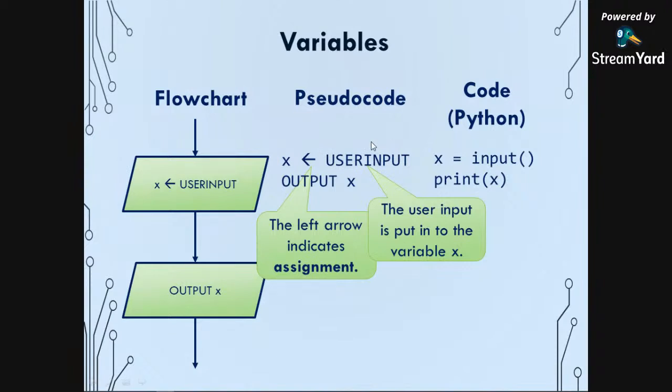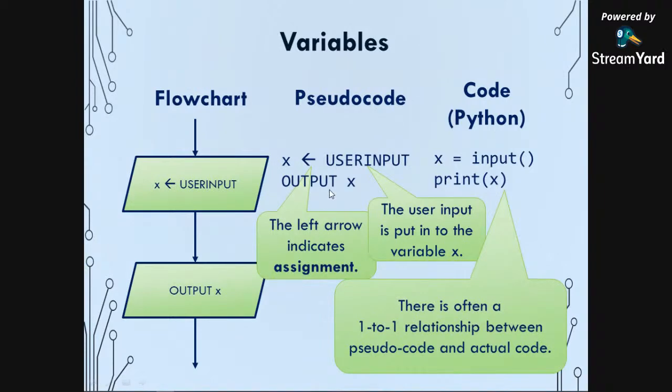So user input, this word here, is the way that AQA will write their examples of user input. This is what the user will be inputting, a bit like we write over here, input, to put into that variable over there called x. And then obviously you're outputting x. Same idea, but instead of the word print, you're using the word output.